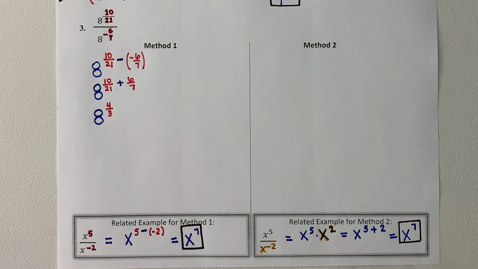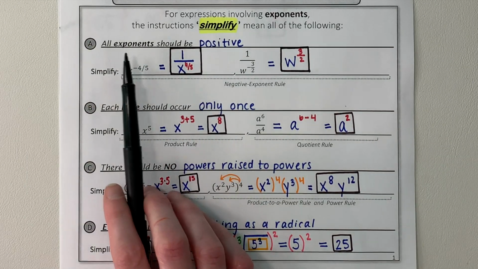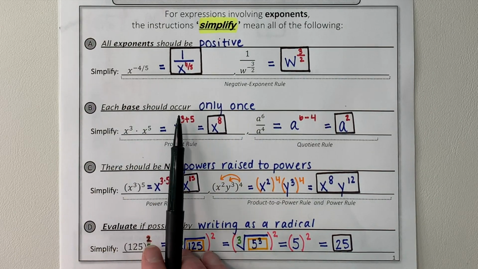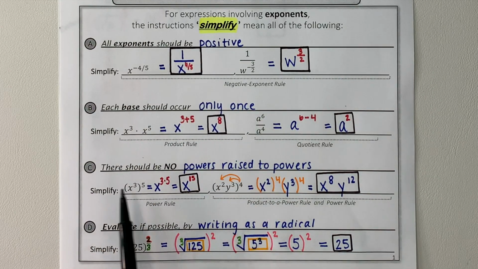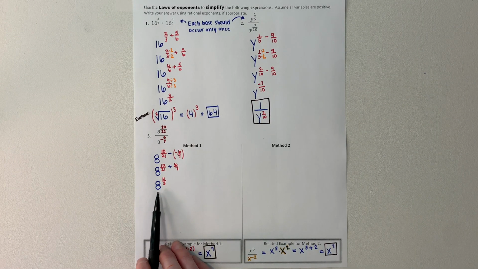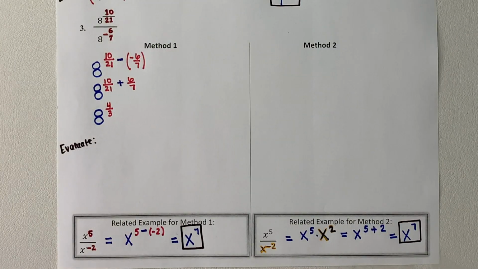But there's one more thing we need to do to simplify. If we look back, when we're simplifying, all exponents should be positive, and we're good there. Each base should occur only once, we're good there. There should be no powers raised to powers, we're good there. But we need to do step D. We need to evaluate if possible by writing as a radical. Remember, if you end up with a number raised to a fractional exponent, like we did up here, we evaluate it by writing it as a radical.